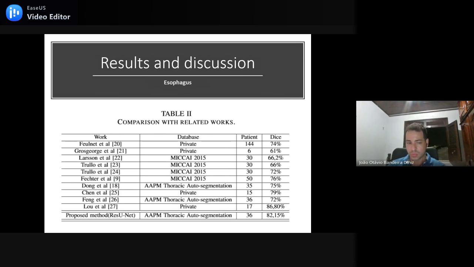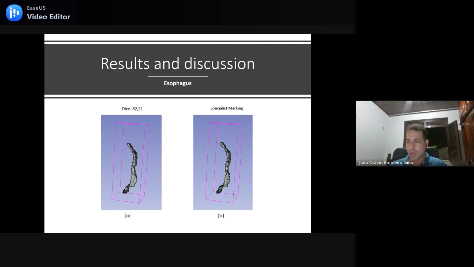Now the esophagus. Until our publication, the result of the dice in the esophagus segmentation was the best one in the literature. So we made a very robust method, very robust segmentation that compared to the literature is in a good place also. Also the visual results, as you can see, are very similar to the specialist marking, right?